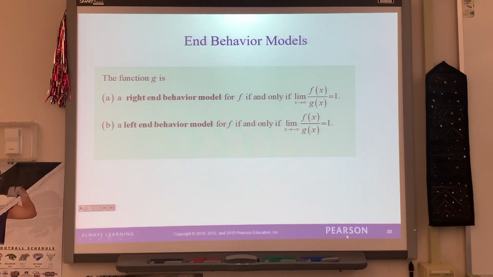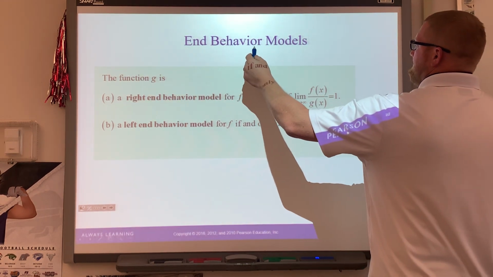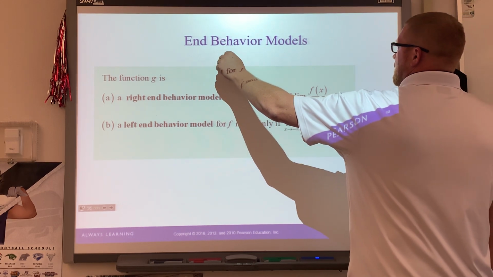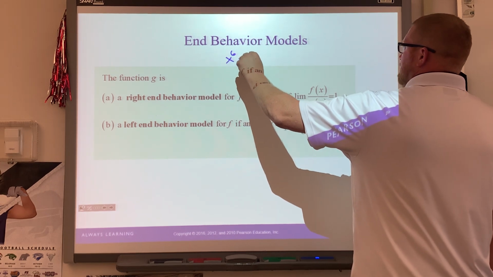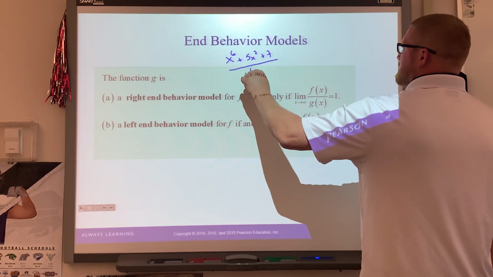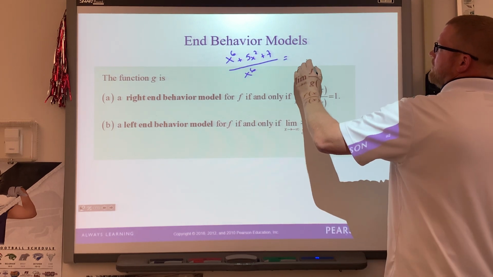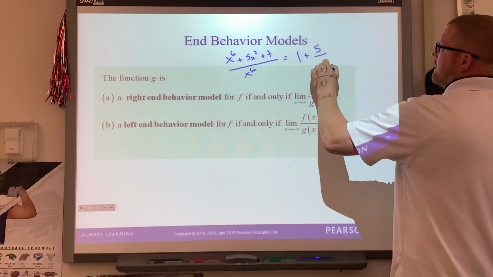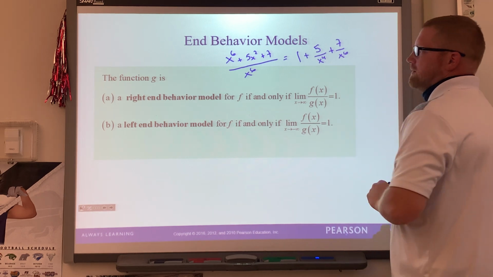Think of it this way. If I was to take x to the 6th plus 5x squared plus 7, and I was to divide by x to the 6th, would you all agree that I could rewrite this as 1 plus 5 over x to the 4th plus 7 over x to the 6th? Okay.